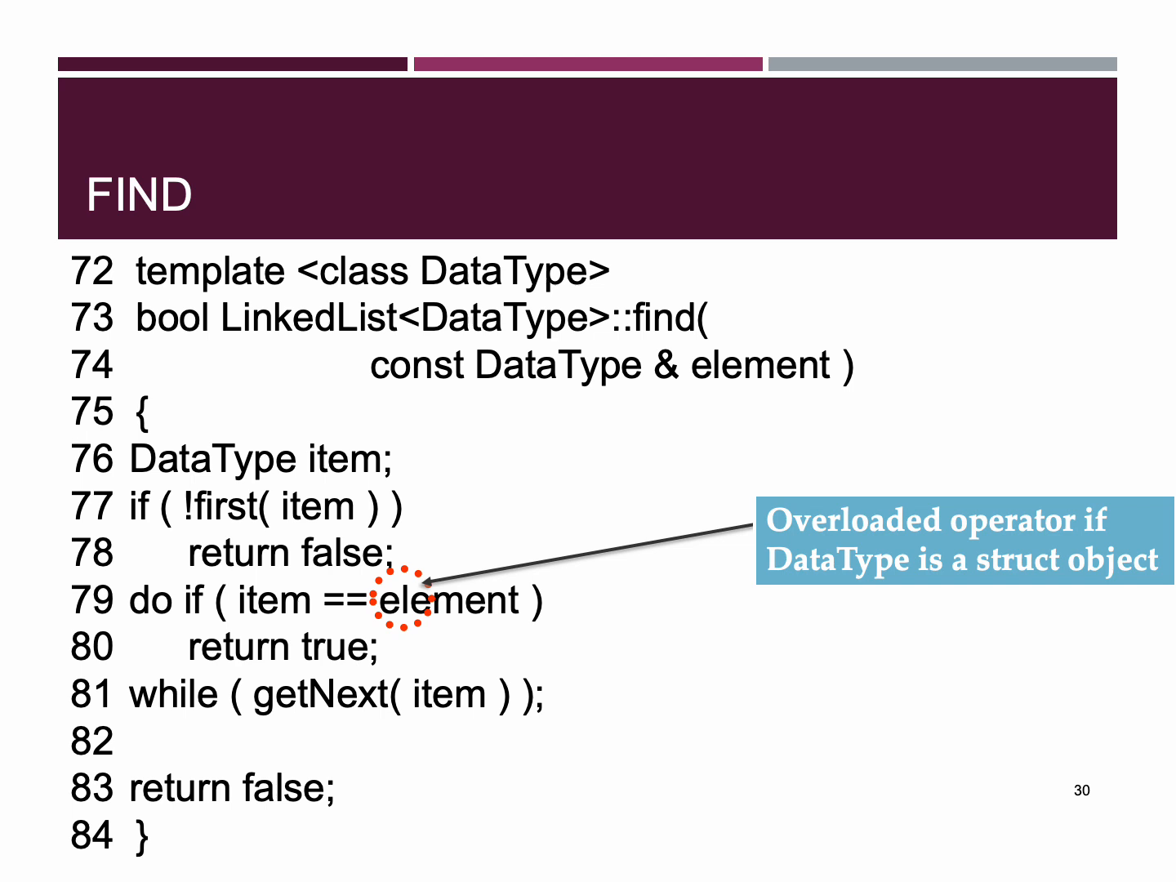This function ensures that we can search through the list efficiently, checking each element until we find a match or reach the end. This explanation walks through each step of the find function.